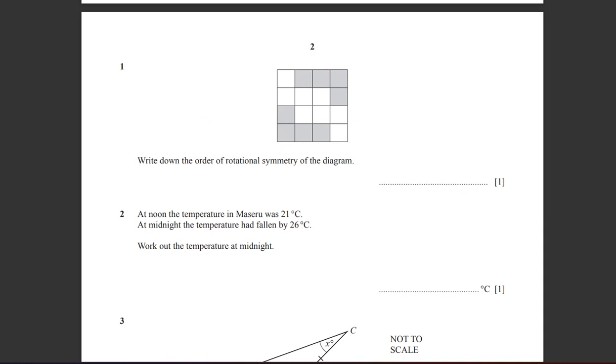As we see here, write down the order of rotational symmetry of the diagram. How do we write the rotational symmetry of the diagram? I'm going to put, for example, a point here and shade this. This letter L, if I rotate this shape like this, it will be repeated here. So this, and then go back to its place. So 1, 2, so the rotational symmetry order is 2.